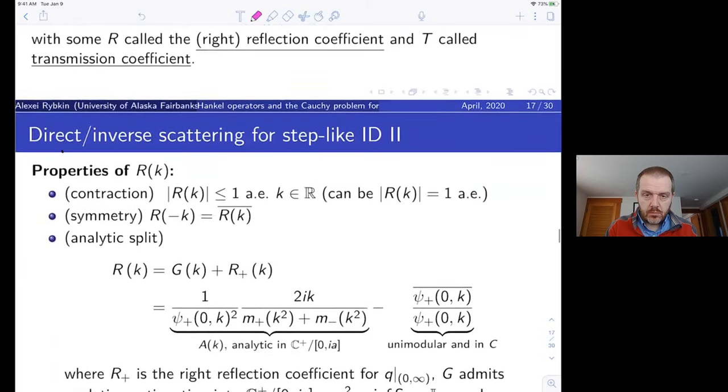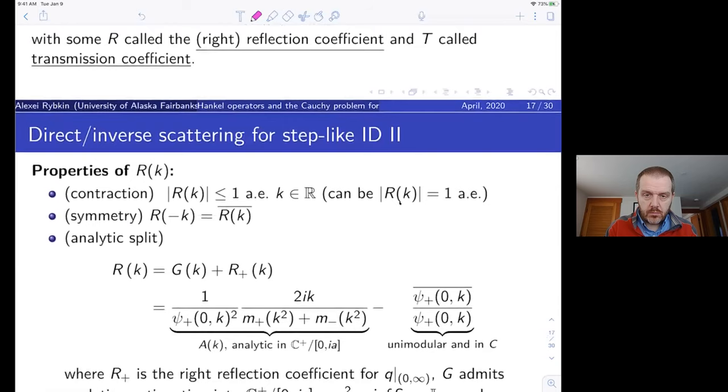Some easy facts regarding the reflection coefficient: it's contractive on the real line, the same way as the classical reflection coefficient has modulus less than one for almost all k. But in my case, the reflection coefficient could be unimodular. As a matter of fact, it's a pretty interesting case of a totally repulsive potential.